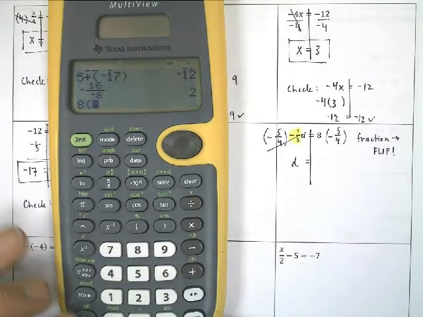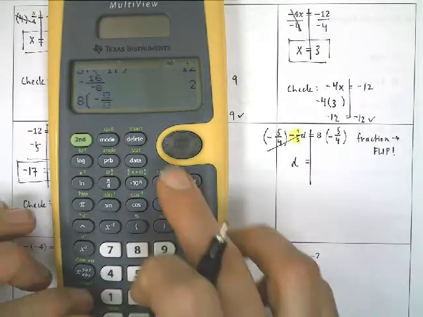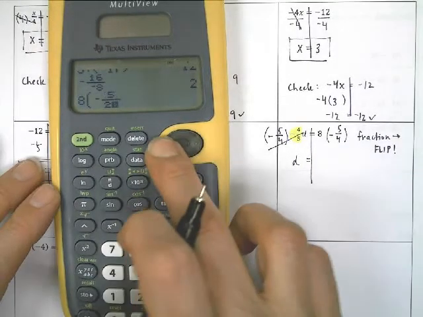And then I'm going to go back to my calculator. Negative 5 over 4. Whoops.